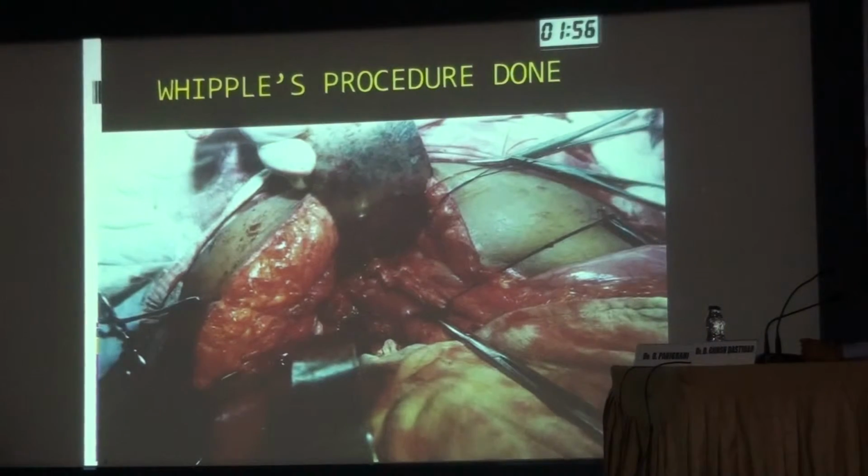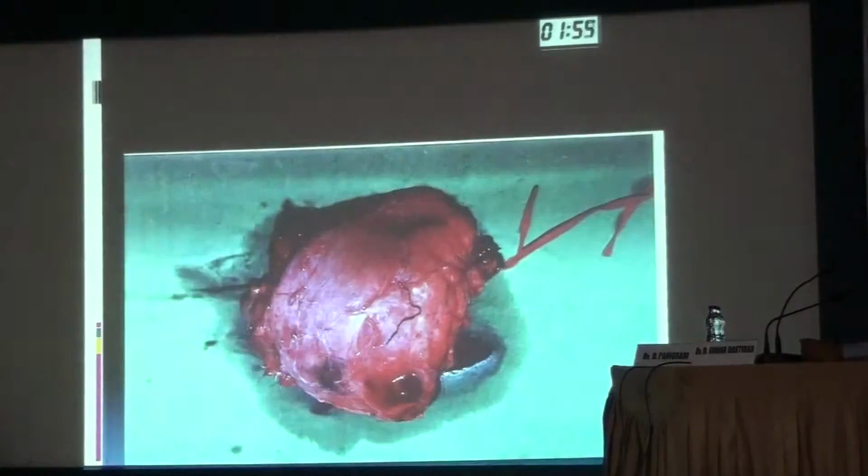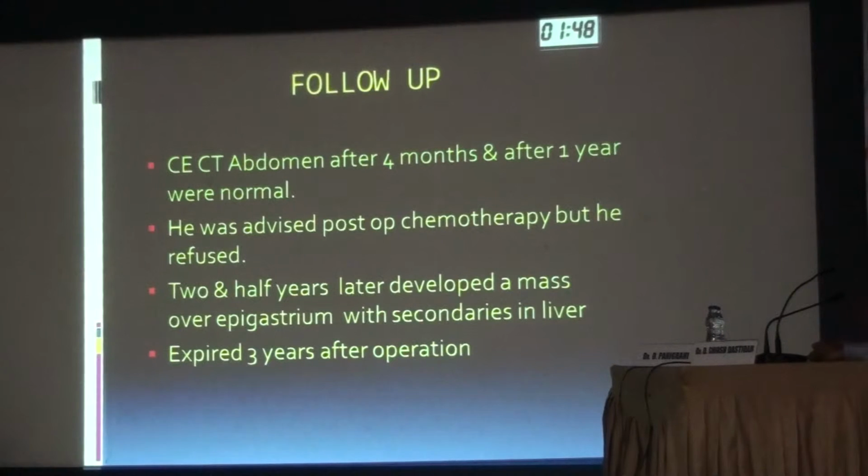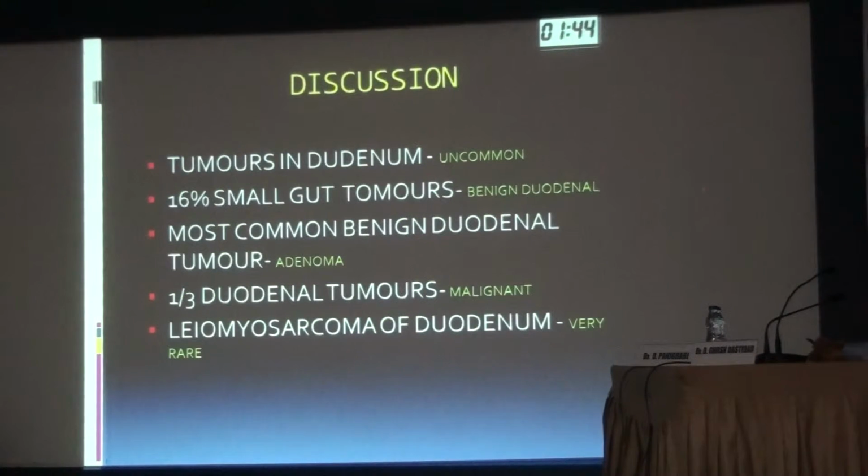There is a Whipple procedure done. This is the excised specimen, and on histopathology, it was a leiomyosarcoma of the duodenum. So, CT abdomen after 4 months and after 1 year were normal. Discussion: tumor in duodenum is uncommon. 60% of small gut tumors are benign, and the most common benign duodenal tumor is adenoma. One third of duodenal tumors are malignant, and leiomyosarcoma of duodenum is very rare.